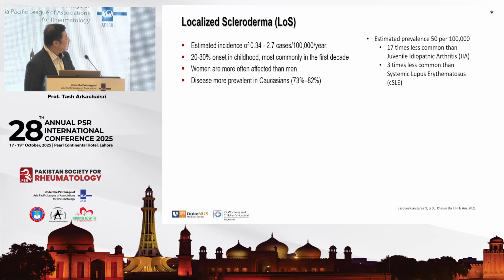Okay, so this is just to tell you how rare it is or how common it is. It is 17 times less common compared to JIA, and 3 times less common compared to lupus. Okay, so off and on you may see them. But I guess that in Pakistan or in South India, if it's not really giving you pain or disability, the patient may not come to see you.